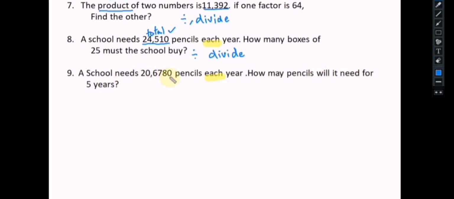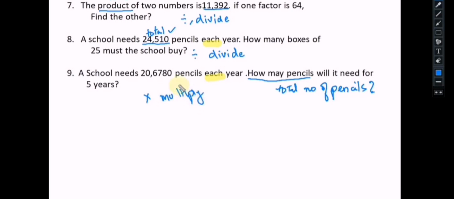So here you see the total number of pencils for 1 year is given, and you are being asked the total pencils for 5 years. You don't know the total number of pencils for 5 years. You want to calculate the total number of pencils for 5 years. That means you are going to multiply the two numbers to find the answer.